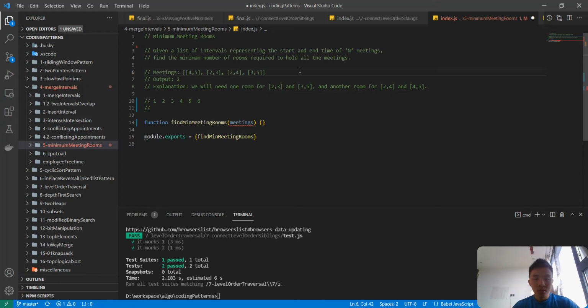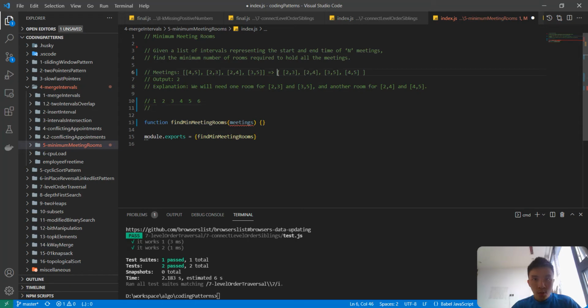So after sorting by start time, we have 2 and 3 first. The next one is 2 and 4. Next largest start time is 3, so it should be 3 and 5 first. Then 4 and 5. Right? So here are the intervals sorted by start time in ascending order.